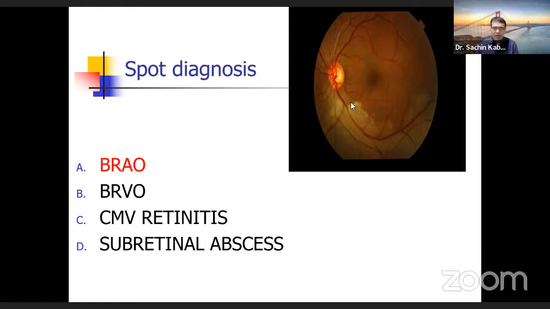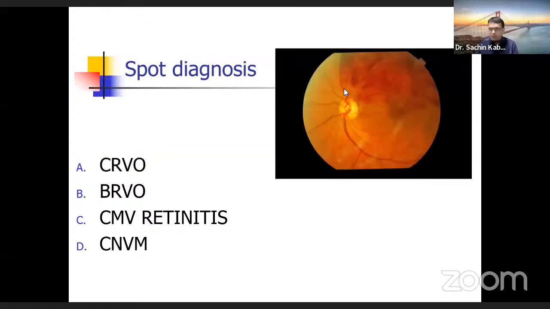You can see the fundus, you can see the optic nerve. The blood vessel is fine. In the upper blood vessel, there is a big sectoral patch of hemorrhage in the supratemporal area. The obvious diagnosis: is it a central retinal vein occlusion, CRVO? Is it a BRVO, branch retinal vein occlusion? Is it CMV retinitis? Or is it a CNV which has bled? The obvious clue is there's a vein occlusion. So your time starts now.